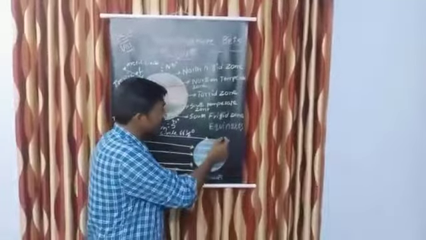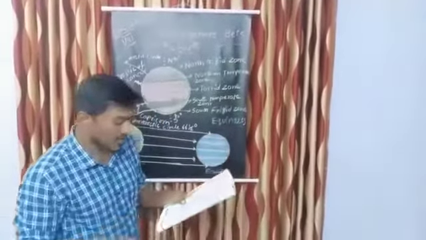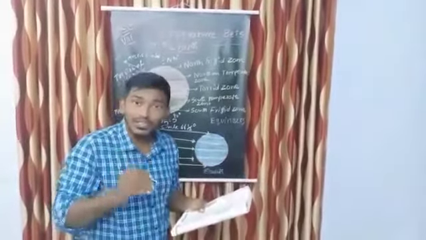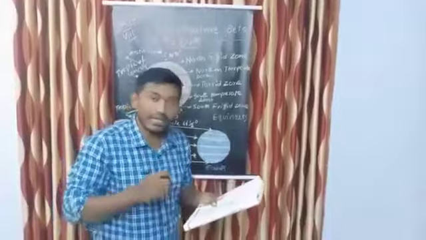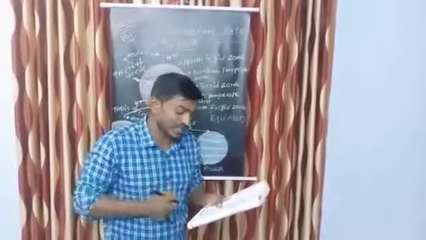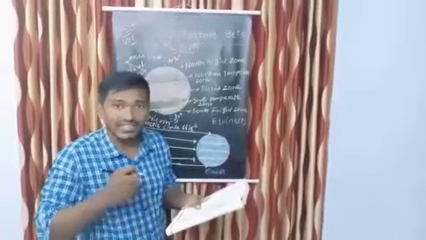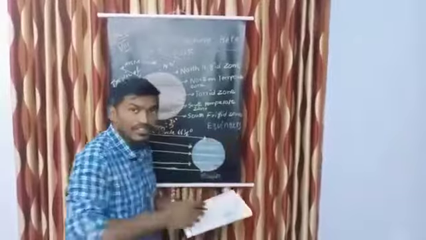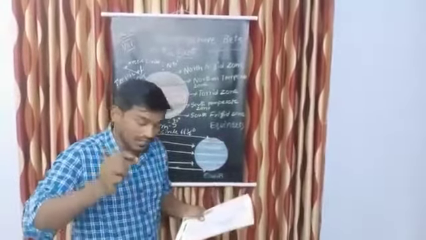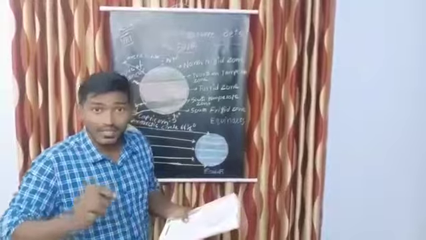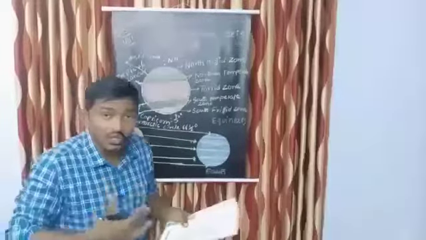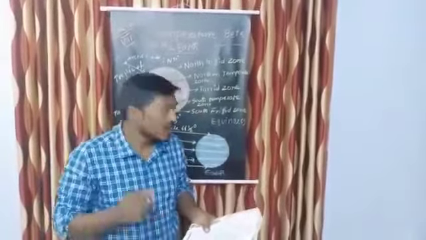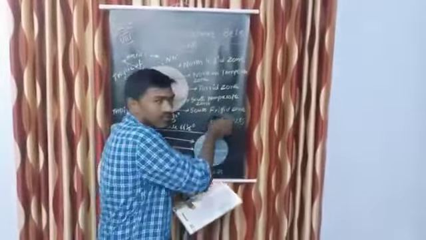Then children, I am going to introduce to you another word that is known as equinox. Equinox means what? Equinox is nothing but March 21 and September 23. Here, throughout the world, the day and night are equal in size. I repeat, what do you mean by equinox? Equinox is nothing but March 21 and September 23. We can see that throughout the world, the day and night are equal in size. This is known as equinox.